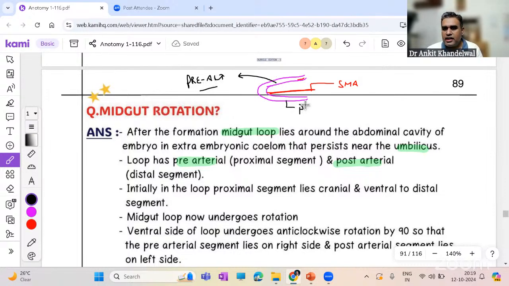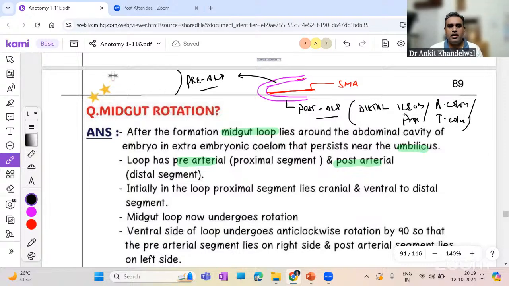While in the post-arterial segment, basically the distal ileum, ascending colon, and transverse colon will come. So post-arterial, let me write over here what comes into it: distal ileum, ascending colon, and proximal part of the transverse colon. And what comes in pre-arterial? The jejunum and the majority of the ileum. But only the distal ileum is in the post-arterial. So the loop has a pre-arterial and a post-arterial segment.